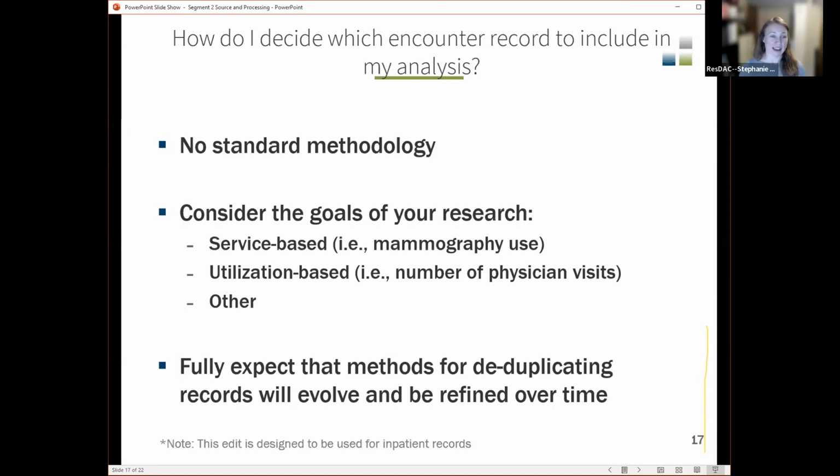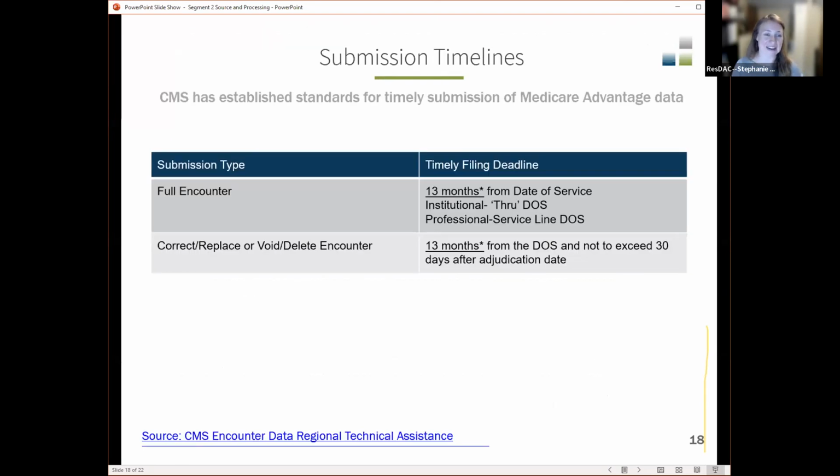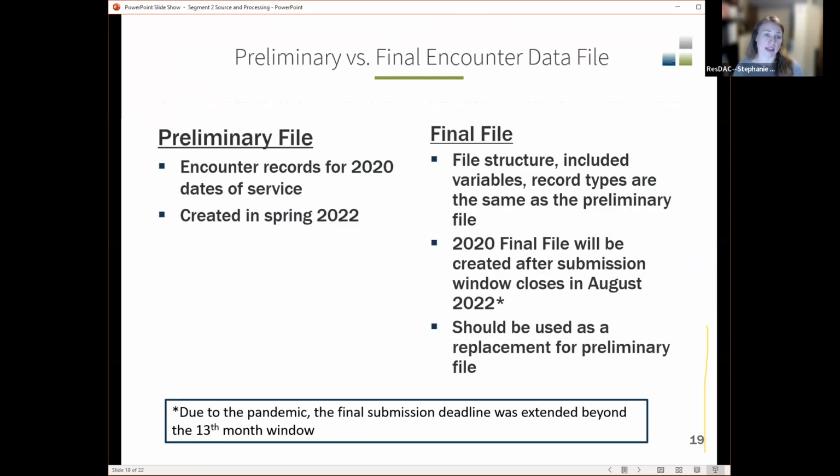I apologize, I have too many slides for the time. In terms of submission, managed care organizations have 13 months from the date of service to submit the service record. And that's why, as researchers, we have a bit more of a lag than we do for other records in terms of getting the data delivered to us as research files.